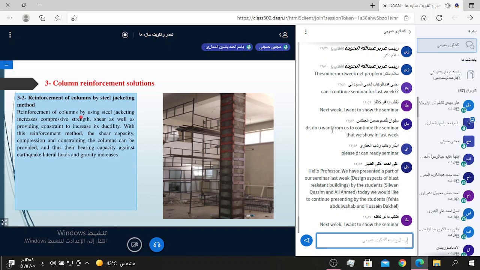Reinforcing columns by using steel jacketing increases compressive strength, as well as providing constraint to increase ductility. With this reinforcement method, the shear capacity, compression, and constraining of the column can be provided, and their bearing capacity against earthquake, lateral loads, and gravity increases.